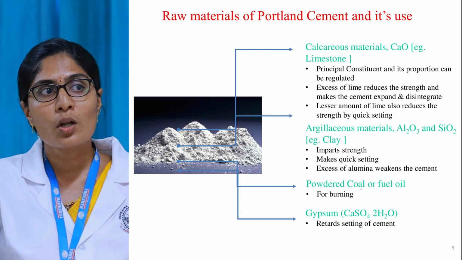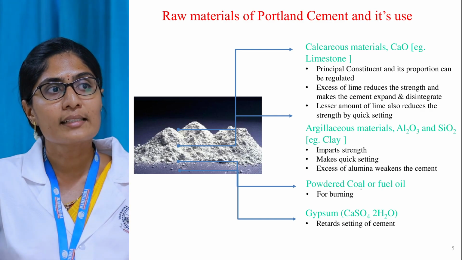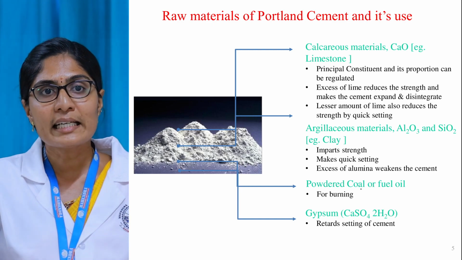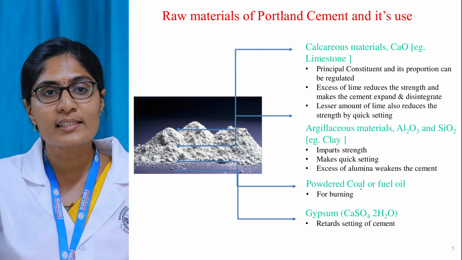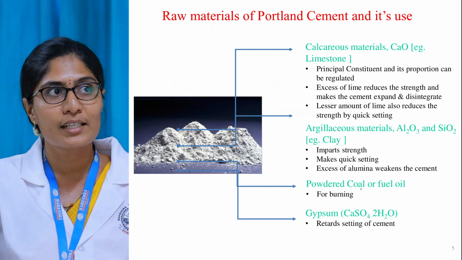Third is the powdered coal or fuel. This is used for the burning process of cement. Lastly, gypsum. Cement, when it reacts with water, will immediately set and harden. So we have to add gypsum, which acts as a retarding agent.